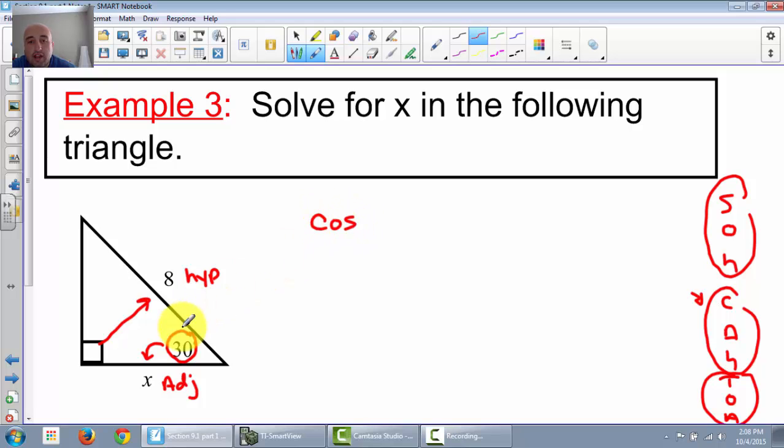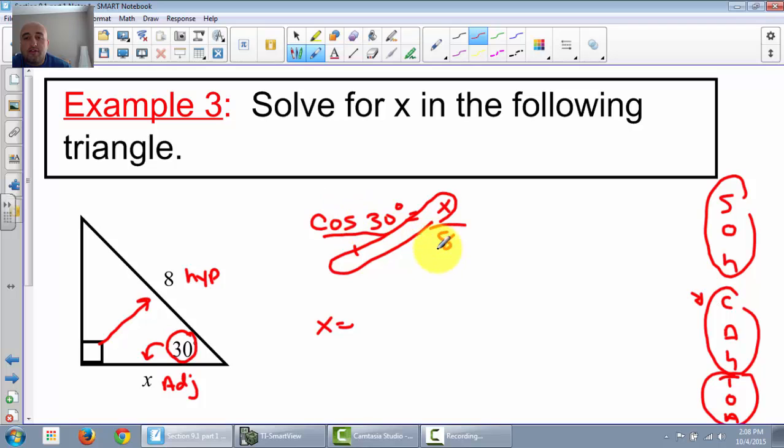So cosine of our angle, 30 degrees, is equal to our adjacent, which is x, over hypotenuse, which is 8. Our goal now is to solve for x. So I'm going to put this over 1 to make our life a little easier here. When you have a fraction on the left and a fraction on the right separated by an equal sign, we can cross multiply. So x times 1 is x. Cosine of 30 times 8 is just cosine of 30 times 8. It says x is equal to cosine of 30 times 8.